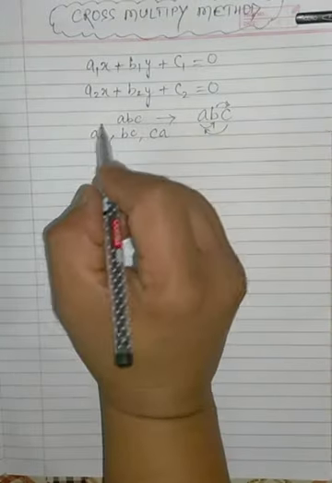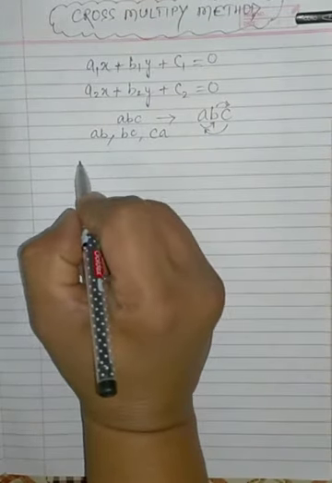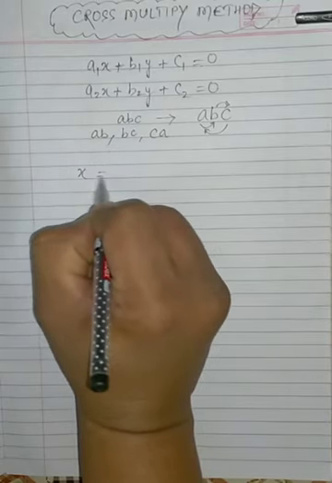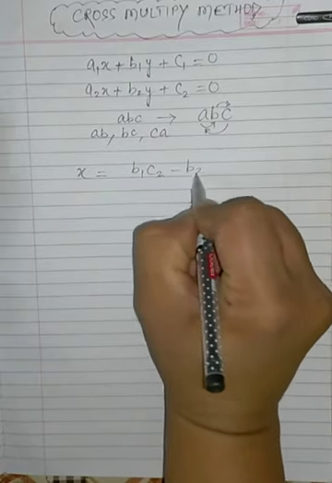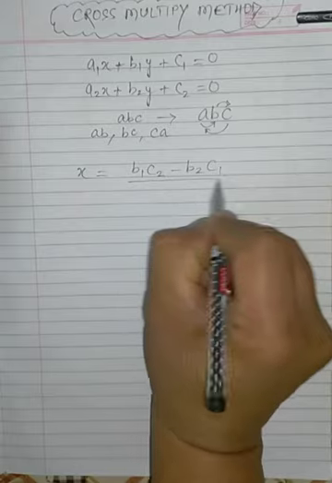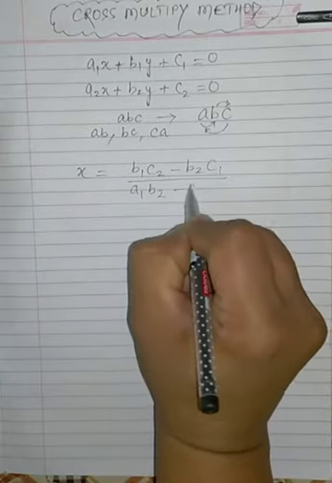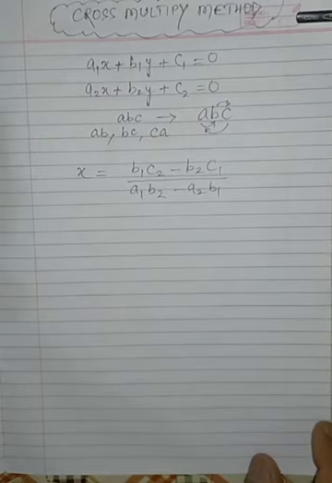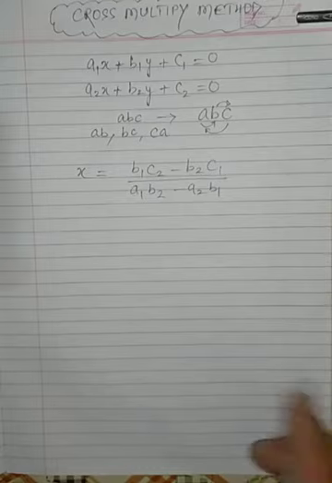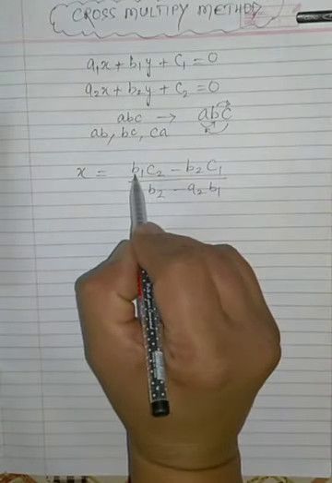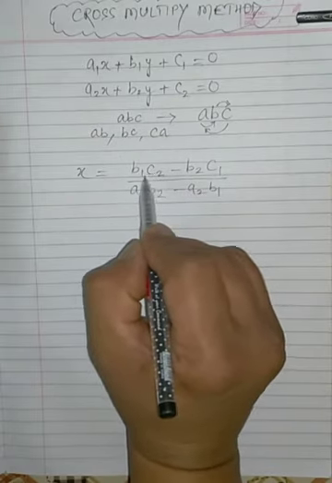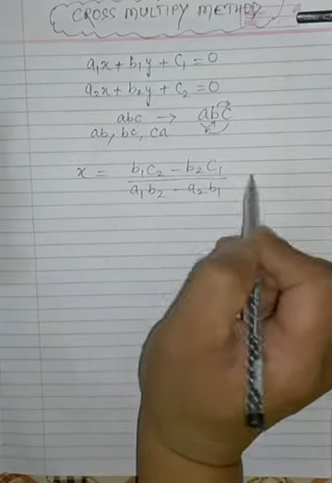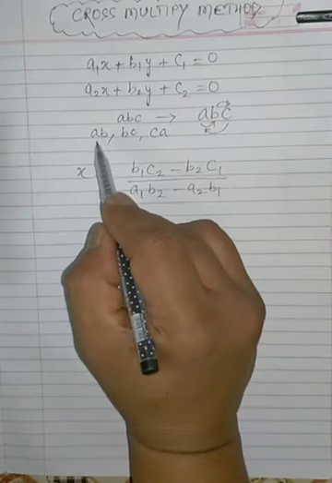Now the formula for the cross multiply method is given by x is equal to b1c2 minus b2c1 upon a1b2 minus a2b1. This is the formula for finding variable x. Now you can see children here that if you change the order from bc to cb, then the numeric order will change and the entire formula will become wrong. So anyhow we have to follow this order of ab, bc and ca.